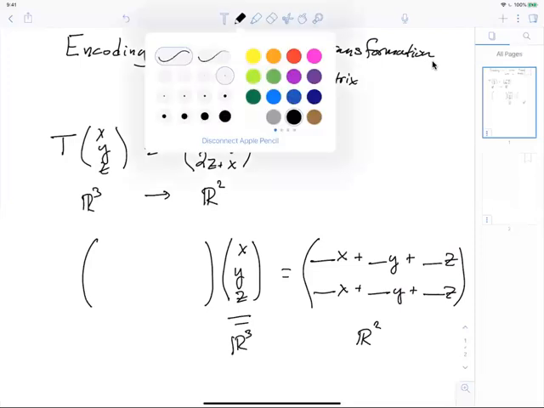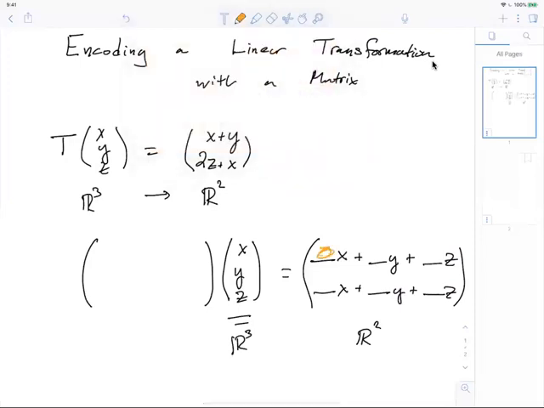It's important to understand that these could all be different. These don't have to be the same. These can all be different numbers, but we want to fill them in. A good way of coming up with the matrix is to put the formula in precisely the form that I've written: something times x plus something times y plus something times z.